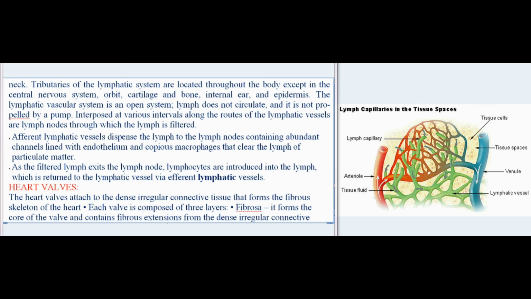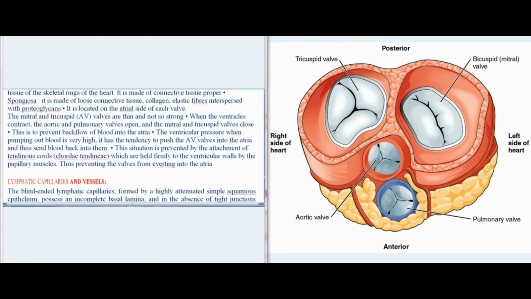Heart valves. The heart valves attach to the dense irregular connective tissue that forms the fibrous skeleton of the heart. Each valve is composed of 3 layers. Fibrosa: it forms the core of the valve and contains fibrous extensions from the dense irregular connective tissue of the skeletal rings of the heart. It is made of connective tissue proper. Spongiosa: it is made of loose connective tissue, collagen, and elastic fibers interspersed with proteoglycans. It is located on the atrial side of each valve.